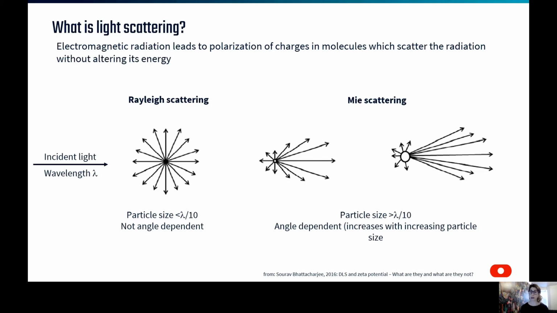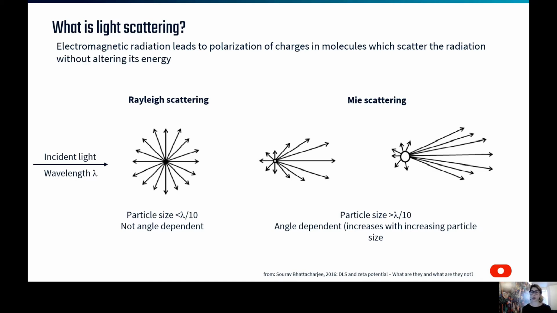There are two main types of scattering relevant to DLS, Rayleigh and Mie. Both types of scattering are elastic, meaning that the energy of the incident light doesn't change when scattered. So if the incident wavelength is 600 nanometers, the light scattered is also going to occur at 600 nanometers. This also means that since energy is inversely proportional to the wavelength, the lower the incident wavelength, the more energy, and therefore the more scattering intensity you get.